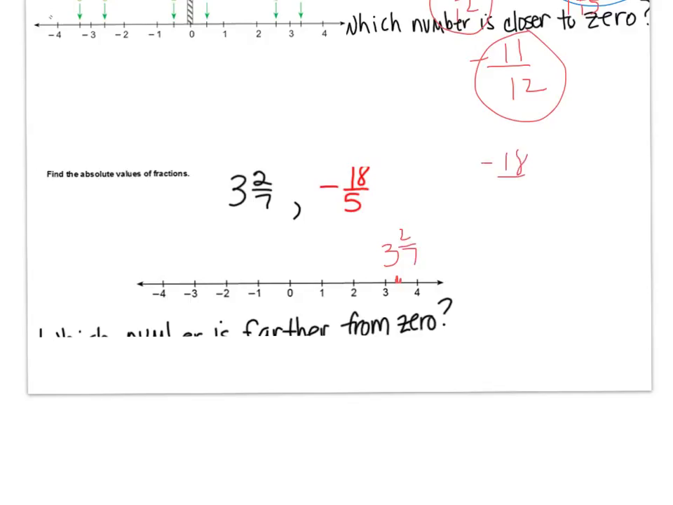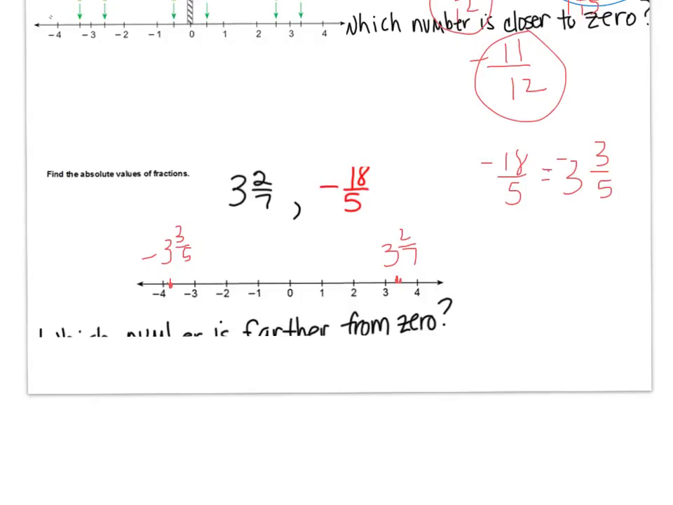Negative 18/5 is an improper fraction. We need to turn that into a mixed number. So 5 goes into 18 3 times with 3/5 left over. So this is negative 3 and 3/5. 3 out of 5 is more than half, so it's going to be closer to negative 4. So negative 3 and 3/5.